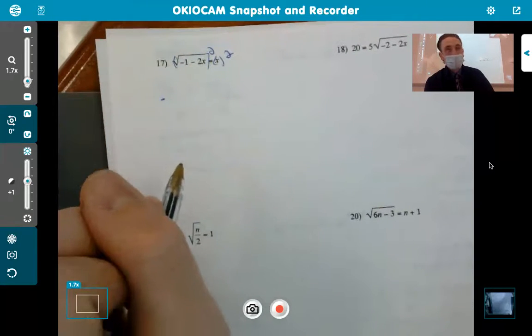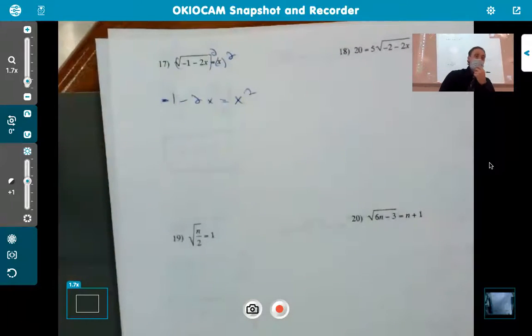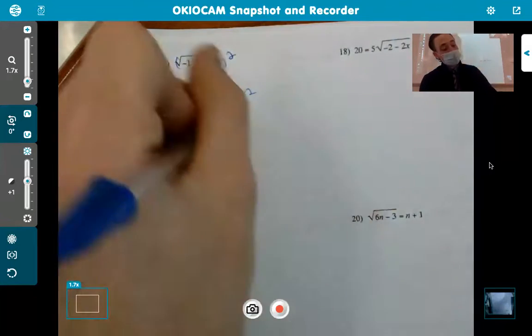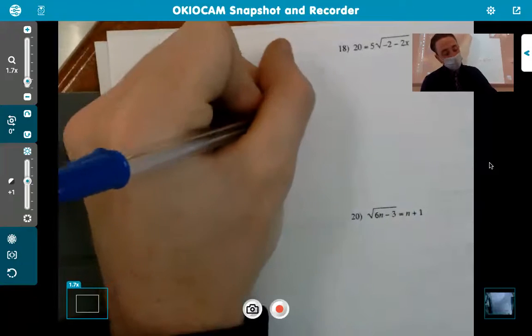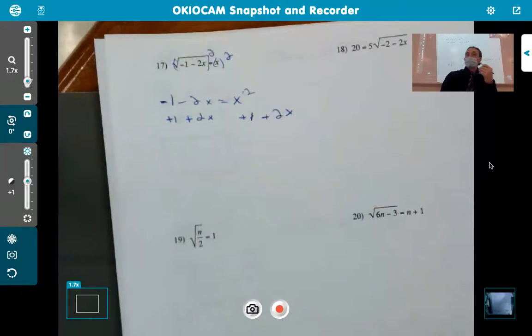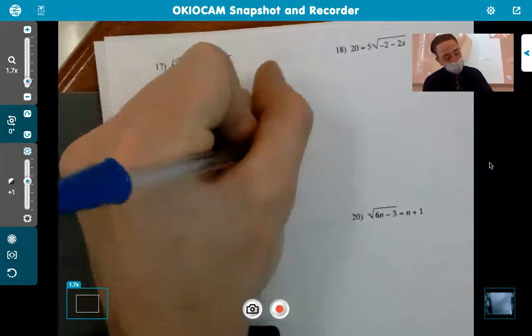So after I square, negative 1 minus 2x is equal to x squared. Now what should I do from this step? Right. Good. So I want to add the 1 and the 2x. Some of us might have thought to subtract the x squared just because it's less steps. However, we want to make sure that that leading coefficient, if we're going to factor, is positive. Otherwise, we have to deal with taking out a negative and then distributing. It becomes a whole thing. So my equation now is going to be x squared plus 2x plus 1 equals 0.